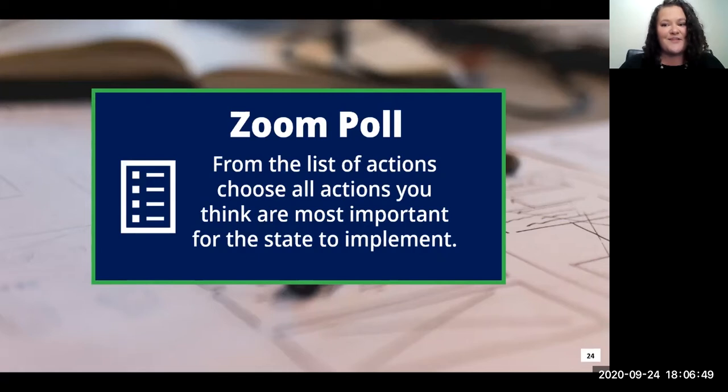Now that you know a little bit about the recommendation, we're going to launch our first poll. Once I launch the poll, a small pop-up box is going to appear on your screen, just as it did earlier. You can make the box larger for the longer statements by pulling it to the sides. However, I'm sorry, it will not make the font any larger, which I apologize for. If you have any trouble with the poll, please send a message to the chat box and someone can provide you with assistance. Okay, so based on the list of actions in this recommendation category, please choose all actions you think are the most important for the state to implement. I will launch that poll.